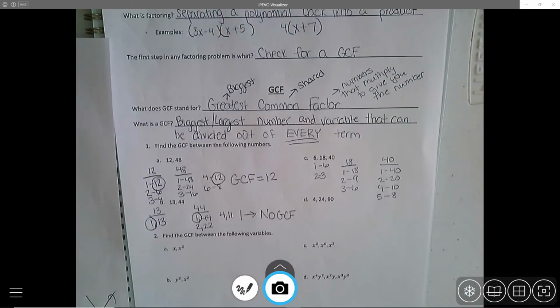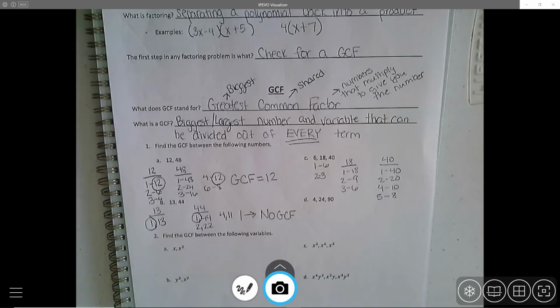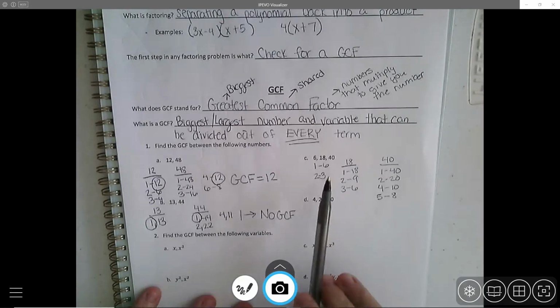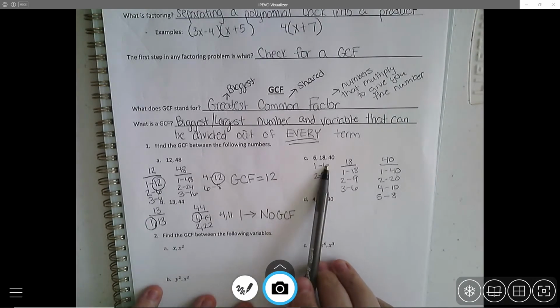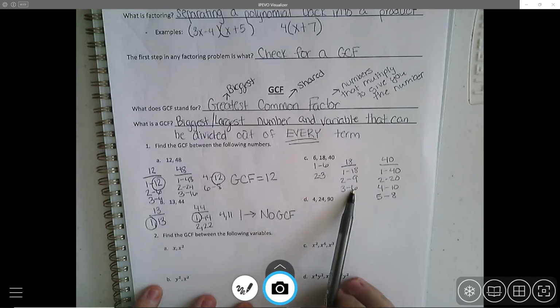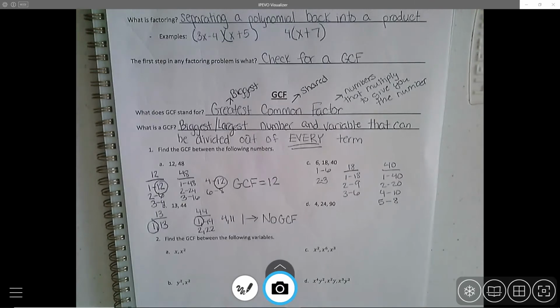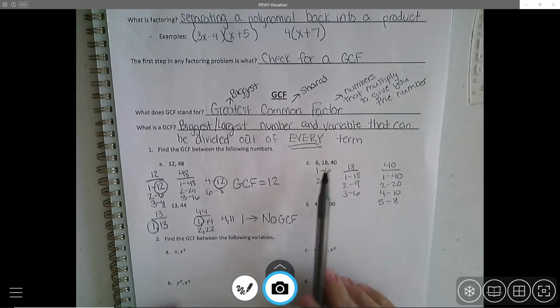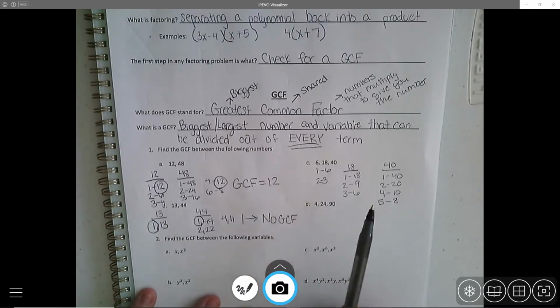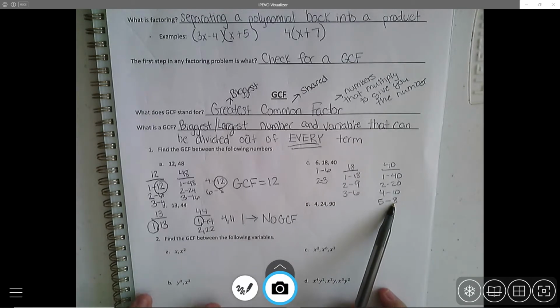So now, when looking for the GCF, or the greatest common factor, between three numbers, all you're looking for is the biggest number that all three of them share. So like here, for 6, my biggest number under 6 is 6 itself. 18 shares 6, but 40 does not. So 6 cannot be the GCF. Next biggest number under 6 is 3. Again, 18 has 3, but 40 does not, so that does not work.